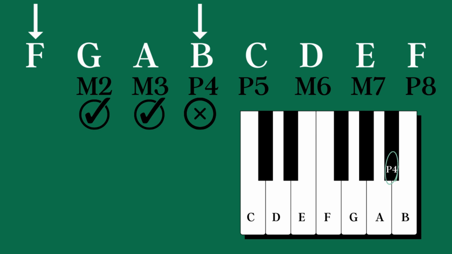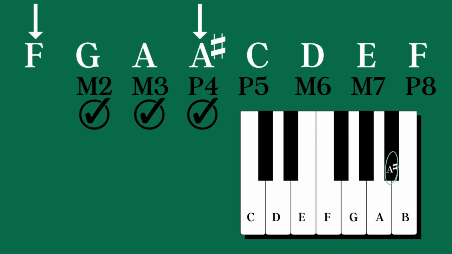I can try to correct this using sharps. Obviously, making B sharp doesn't solve the problem, but I can make A sharp. F, G, A, A sharp, C, D, E, and F. But then I run into a new problem. I already have an A, which breaks a rule that we have in written music. Letter names in a scale must be used once and only once. There's no way around having two A's, which is confusing as all heck, except there is.